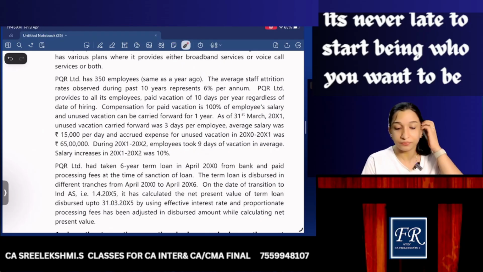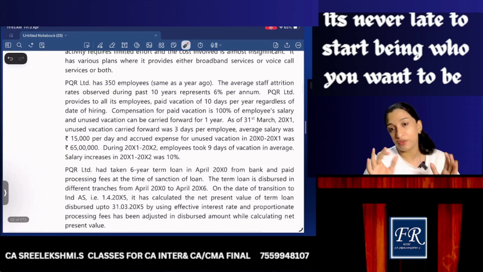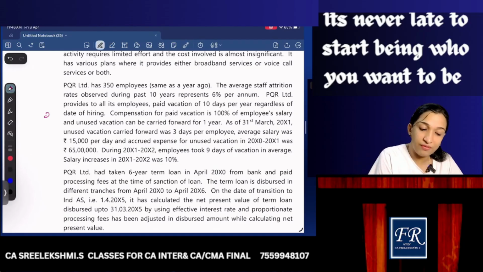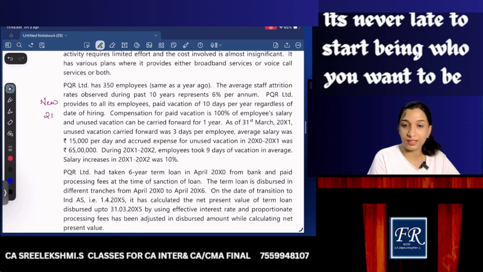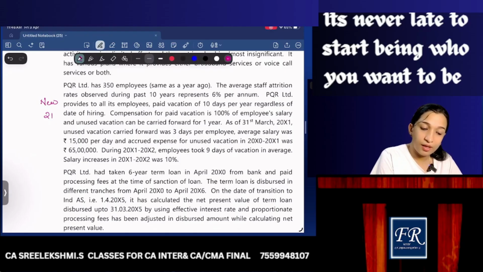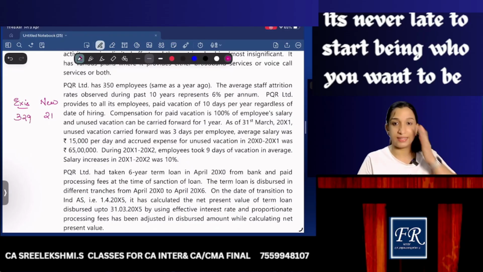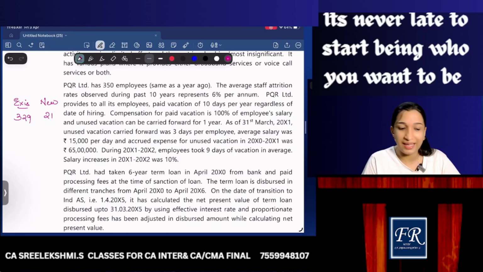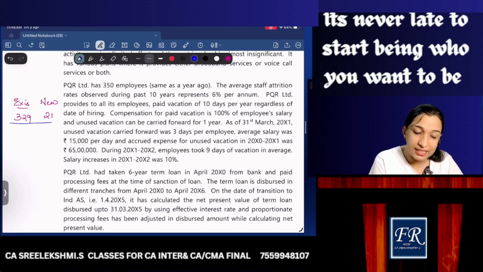Salary increase in 11-12 was 10%. So what is to be done? Here what I am finding out is there are 350 employees today. Of which 350 employees, 6%, 21 employees will be new joinees, and 350 minus 21, 329 employees are existing employees. So here these unused leaves can be carried forward to next year. So how many unused leaves are there? Here I need to find out for existing employees.